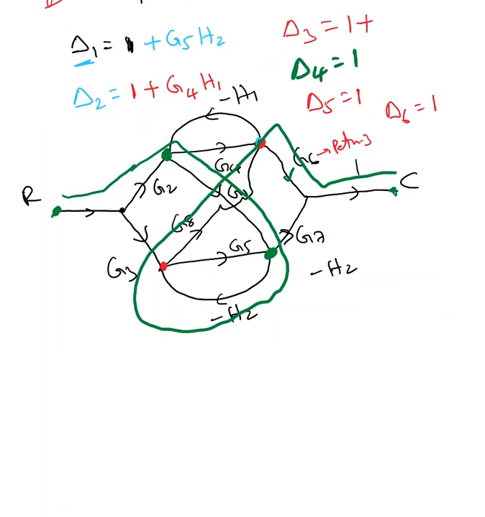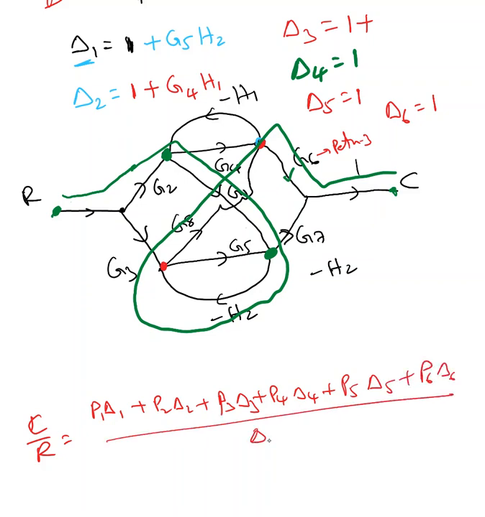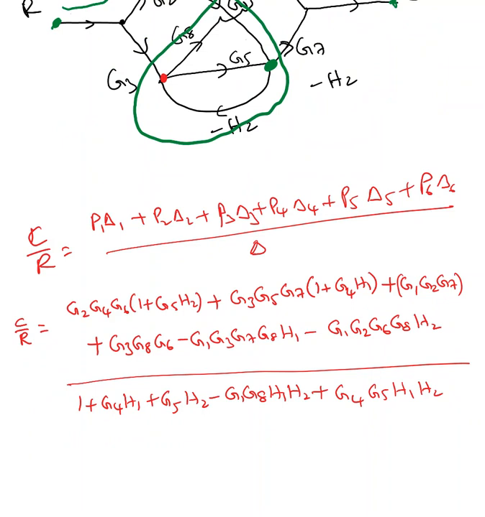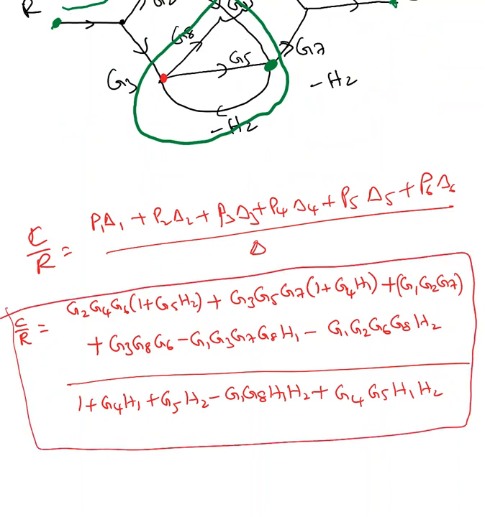Now the transfer function, C over R equal to P1 delta 1 plus P2 delta 2, P3 delta 3 plus P4 delta 4 plus P5 delta 5 plus P6 delta 6 over delta. Now write down everything. I'm going to write it down offline. So here is the final transfer function. I'm not going to read it, but you can see that's P1 delta 1, P2 delta 2, P3 delta 3 equal to 1, so I didn't include that, P4, P5, P6, and the denominator is delta.